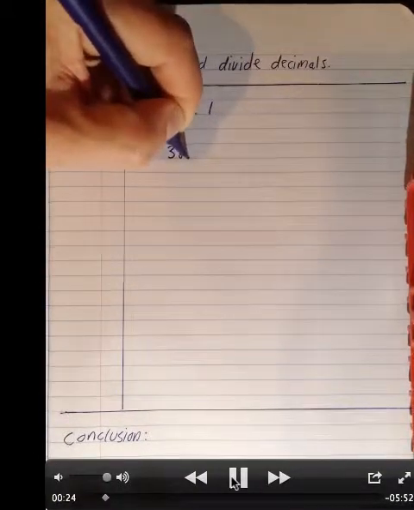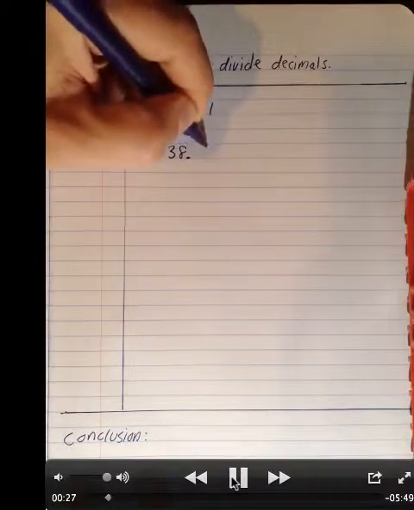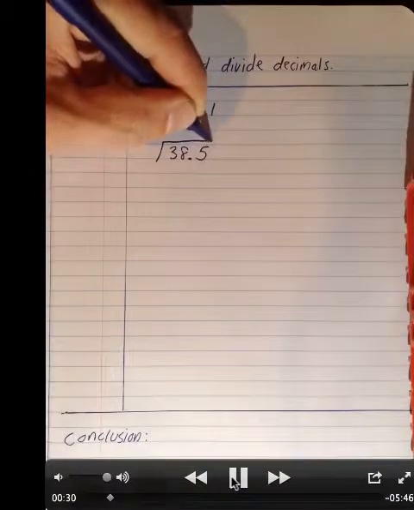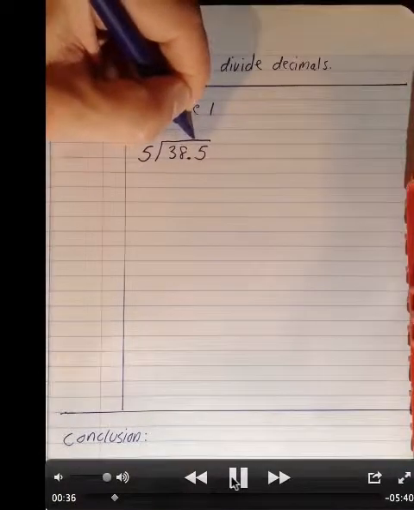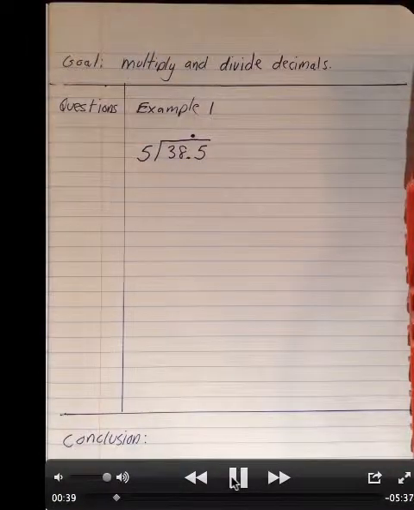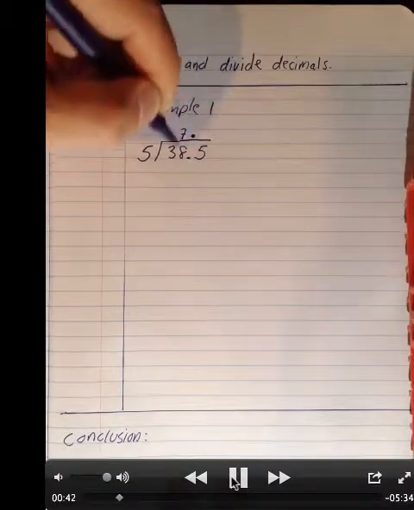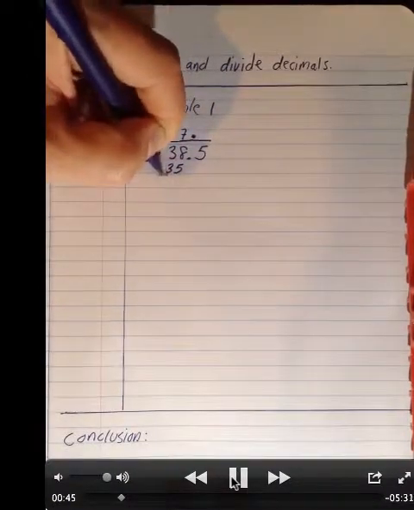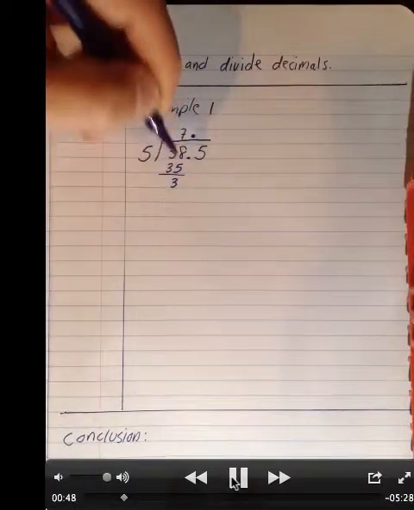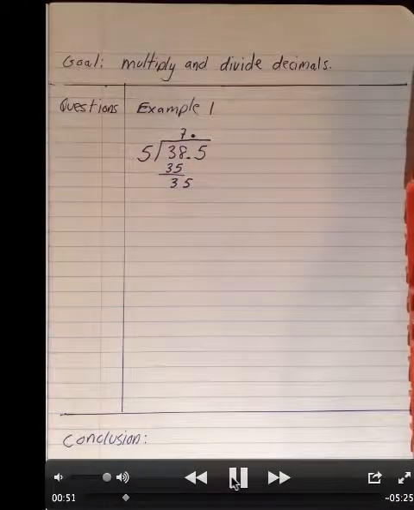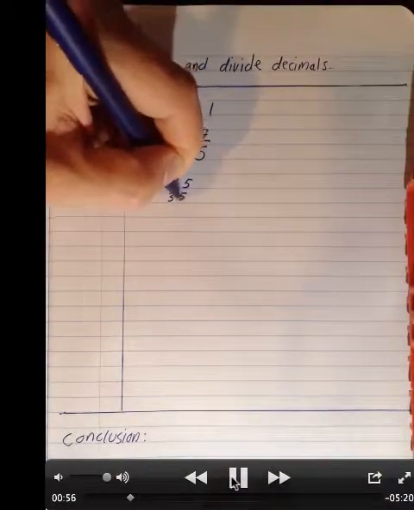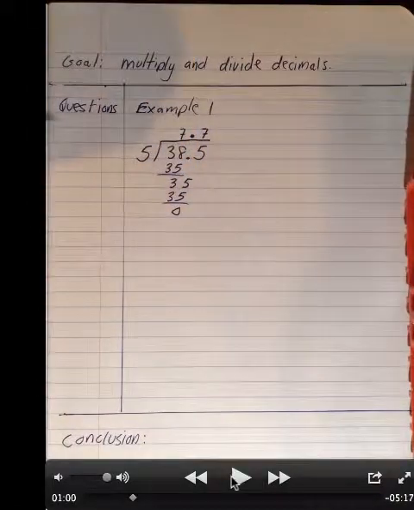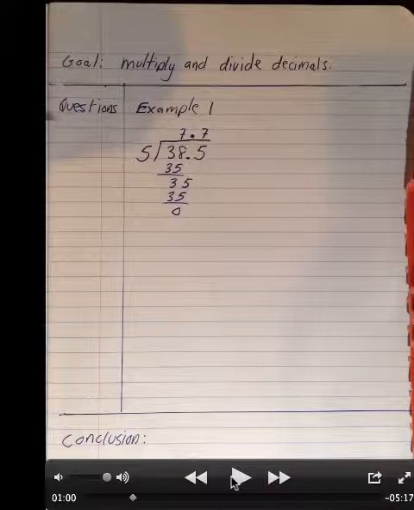We're going to start with example 1, 38 and 5/10 divided by 5. We put the decimal in the answer before we even have an answer, and then ignore the decimal. So 7 times 5 is 35. With 3 left over, we bring down the 5. That's what's remaining. And 5 goes into 35 7 times. And there is no remainder. So 38 and 5/10 divided by 5 is 7 and 7/10.